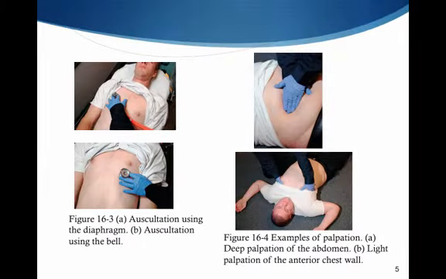So these are figure 16.3, auscultation using the diaphragm and auscultation using the bell. And this over here is palpation of the abdomen. This here would be palpation of the chest cavity. So the only way that you're going to see, like say if this guy had a flail chest segment, is to either one, see it and look at it, or two, to feel it, the paradoxical movement.